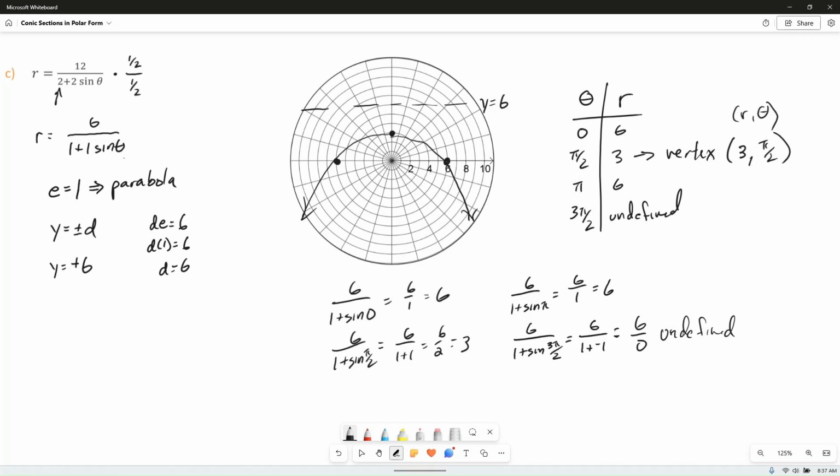All right, so hopefully that shows you how we can take information about a conic and write its equation in polar form. Or if we're given the equation in polar form, we can identify the key characteristics of that conic: its eccentricity, the type of conic it is, its directrix, and then we can also sketch a graph, particularly if we create that theta and r table.